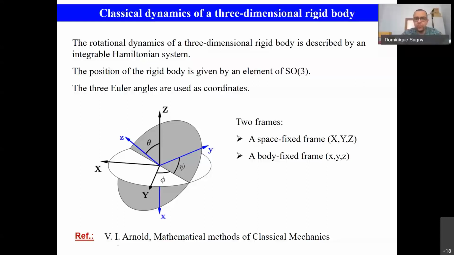And in general, we use three Euler angles as coordinates to parameterize this rotation matrix. This choice is not unique, and here we consider the angles theta, phi, and psi, because this choice is well suited to the description of the tennis racket effect.